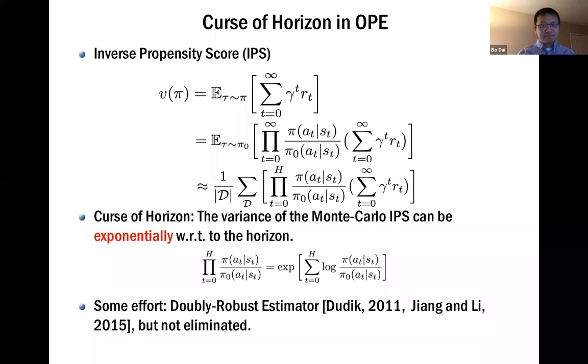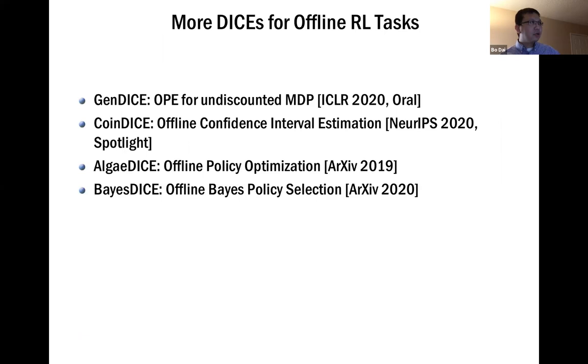And you talked mostly about DICE, just one algorithm, but I see that you have a family of algorithms, GenDICE, many things, right? Yeah, that's true. DICE is one, so what's the relationship between all these different works? Can you say a little bit more?